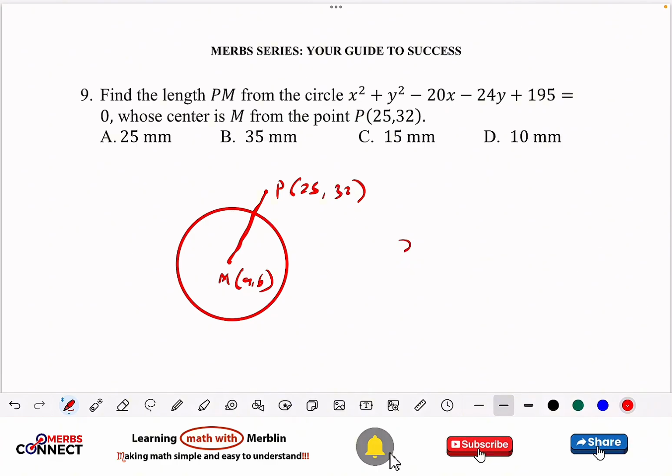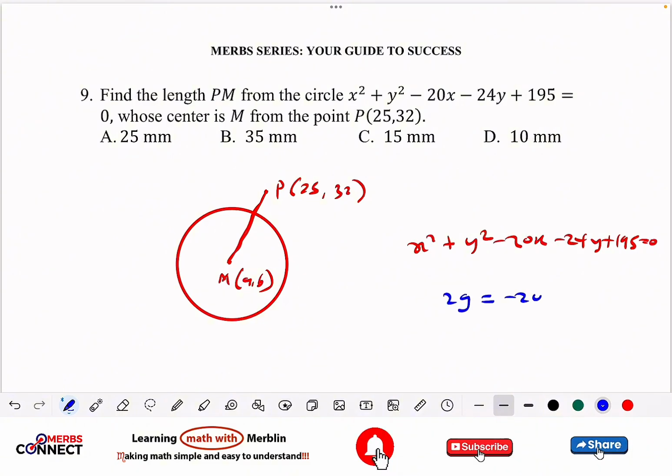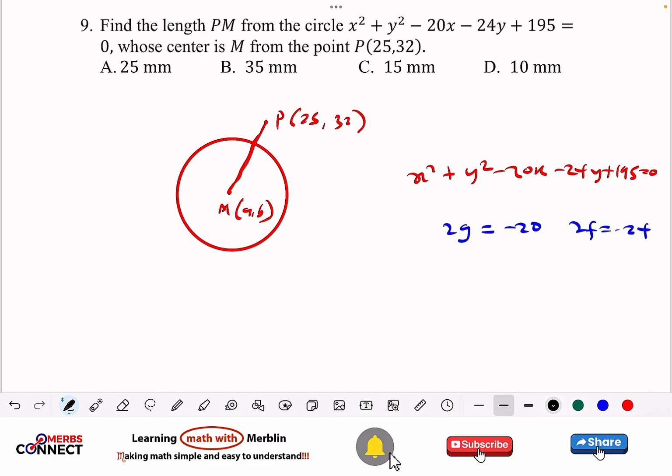So we can write x squared plus y squared minus 20x minus 24y plus 1995 is equal to 0. Now 2g is equal to minus 20, and 2f is equal to minus 24, as we know that 2g of x goes with the coefficient of x. So g is equal to minus 10, f is equal to minus 12. Don't forget, the center is minus g, minus f. So this is going to be 10 and 12. So M is 10 and 12.